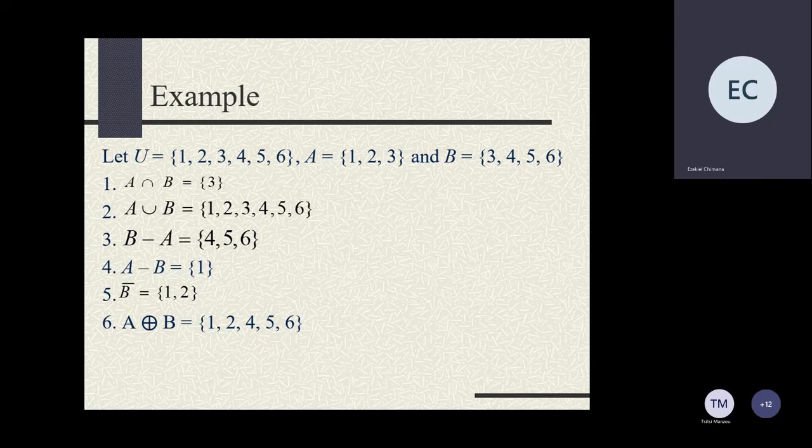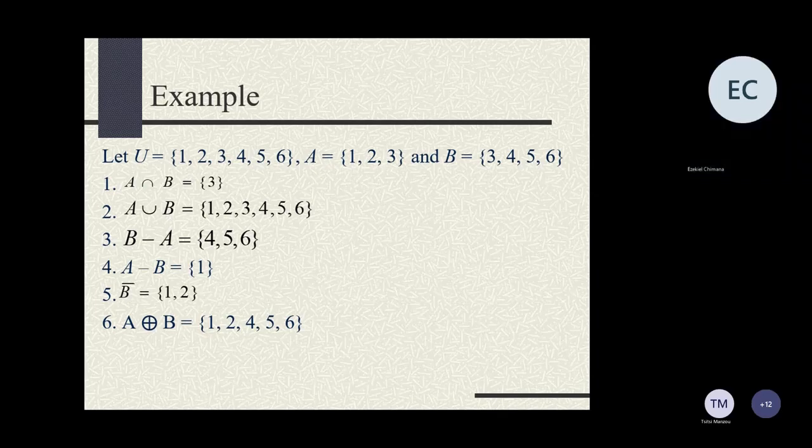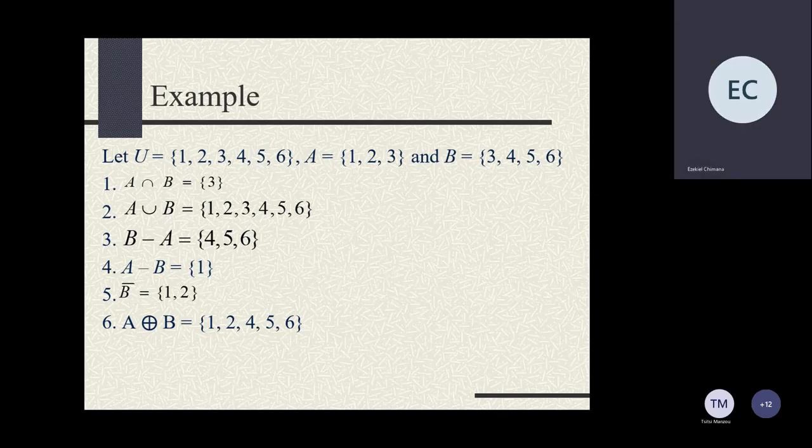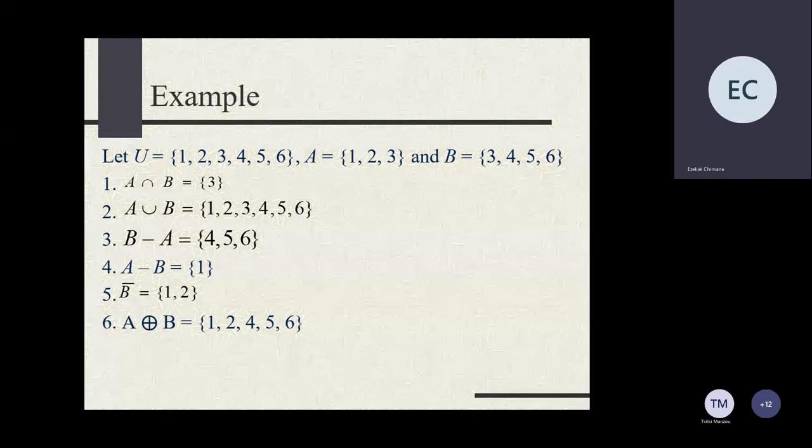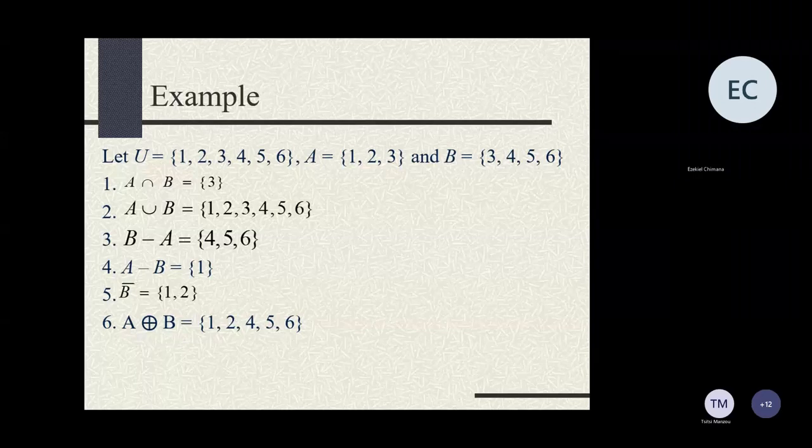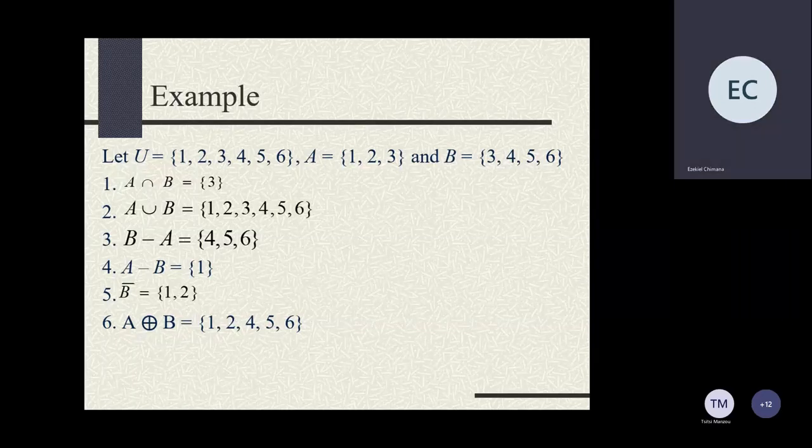And then A minus B are the elements in A, but not in B, which means there is 1, 2, 3, and in B there's 3, 4, 5, 6. Then A minus B, elements in A but not in B, which means here we've got a 1 and a 2. 2 was supposed to be part of the answer there. 2 is not in B, but is in A, and also in the universal set. So you have to correct that answer.